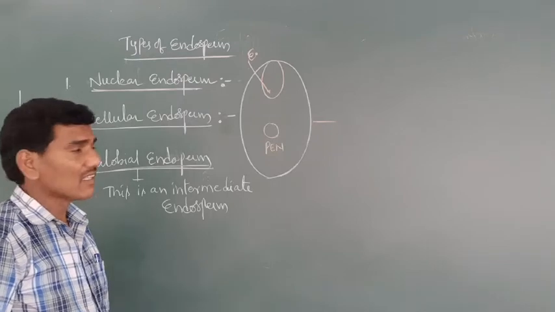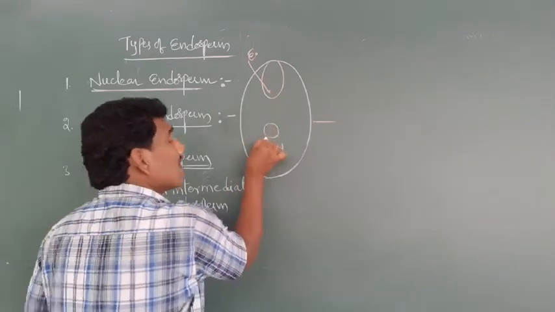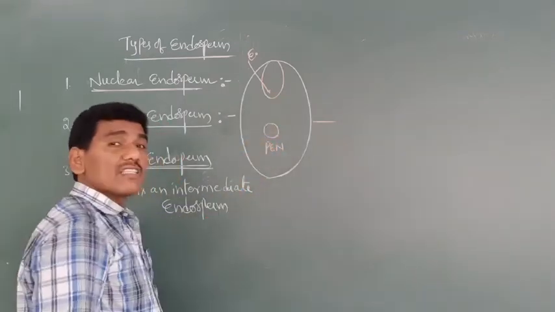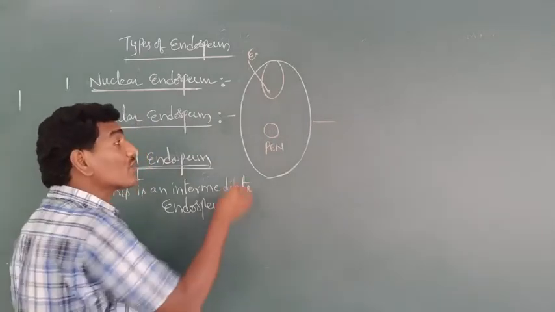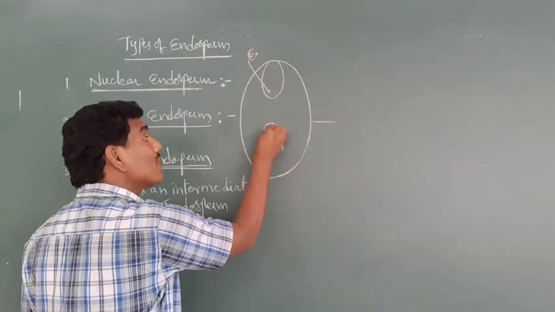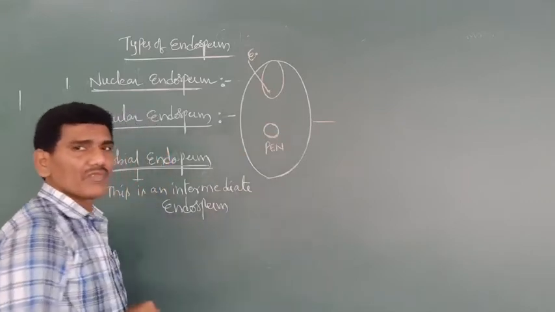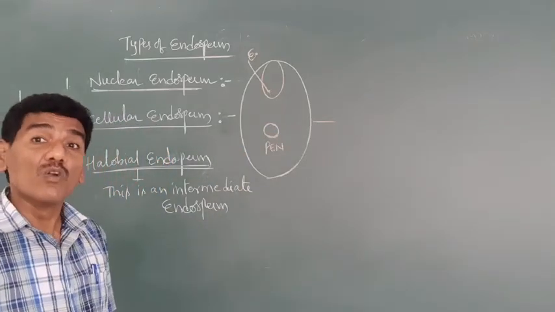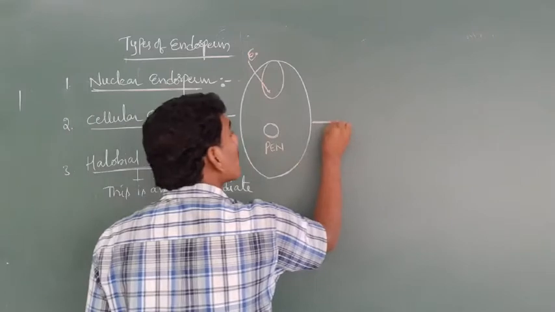In this case, the first division of the primary endosperm nucleus is followed by transverse wall formation.